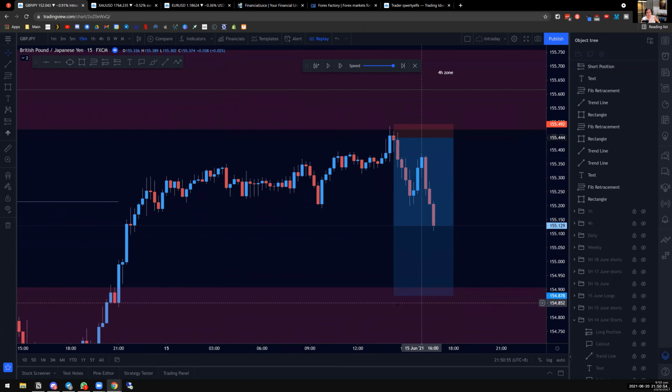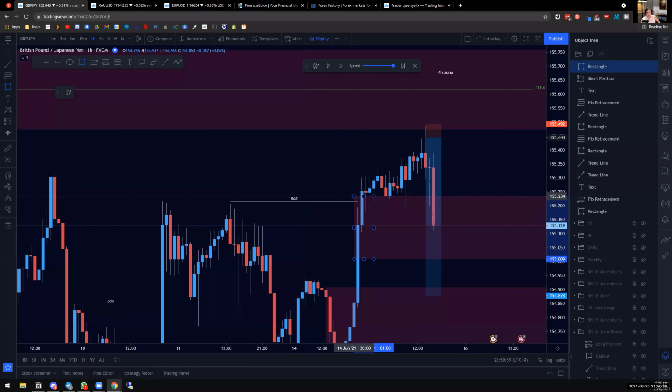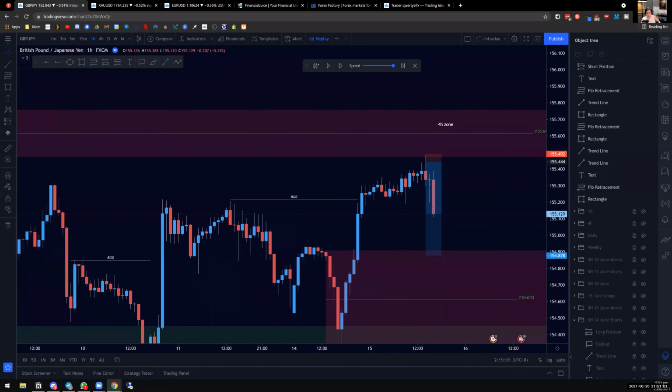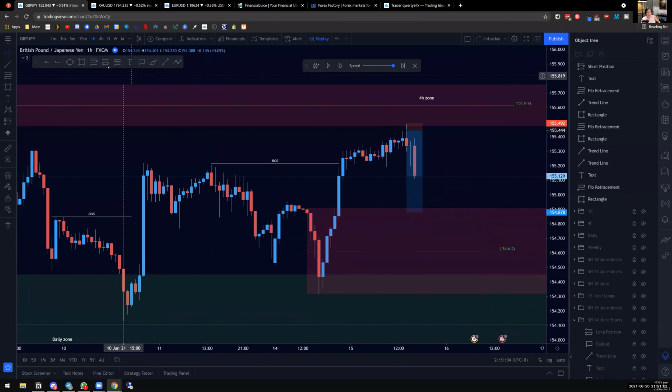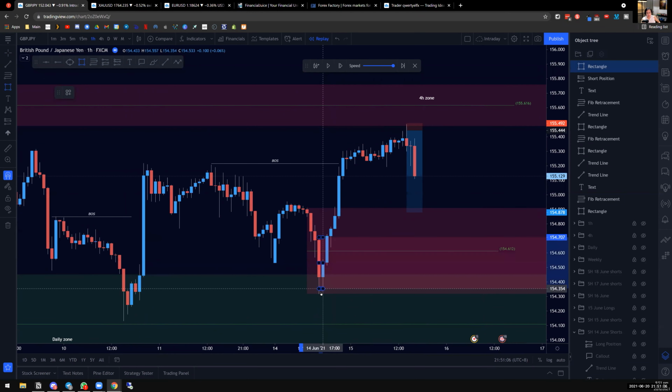So the reason why I'm taking it down to this area is because this is the next. If I go up to the hourly, oops, the hourly zone is here. This one over here.